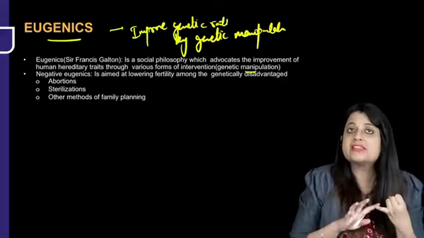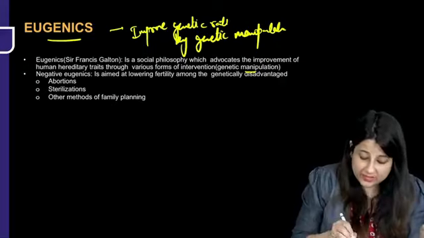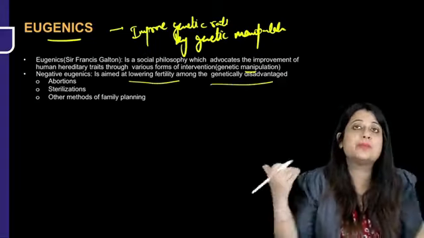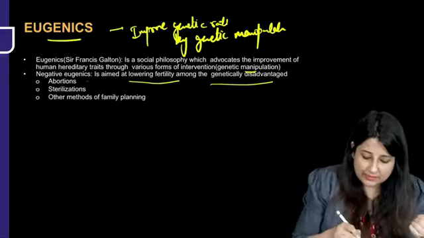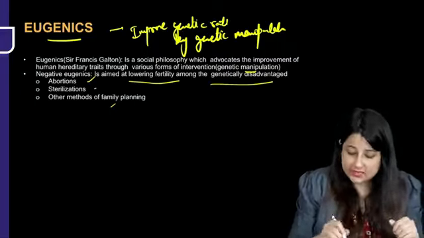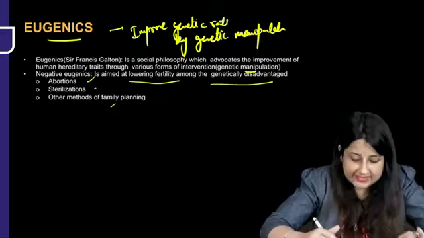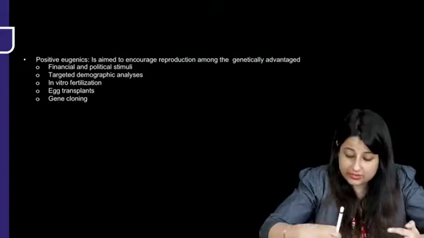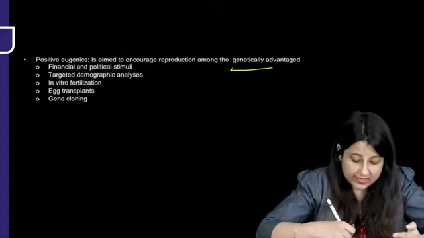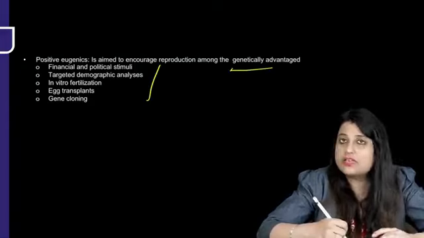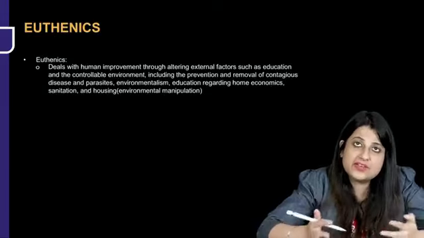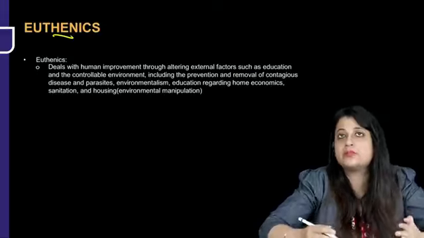So there could be two things, negative eugenics or positive. Negative means that you lower fertility. Don't let the genetically disadvantaged people mate, okay? So that is done by abortion, sterilization or this thing. Lower the fertility among the genetically disadvantaged. That is negative. Positive eugenics means encourage reproduction among genetically advantaged, okay? So here it is done through in vitro fertilization, targeted transplants, gene cloning, okay? That is very important. Euthenics is you improve the hereditary race via environmental manipulation.